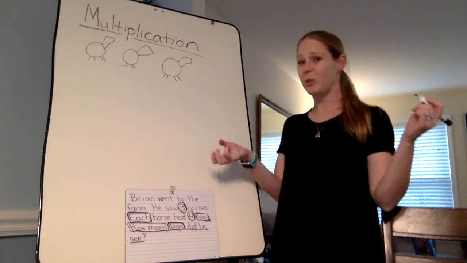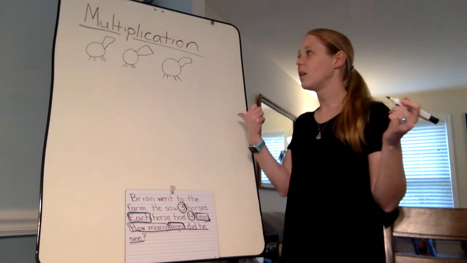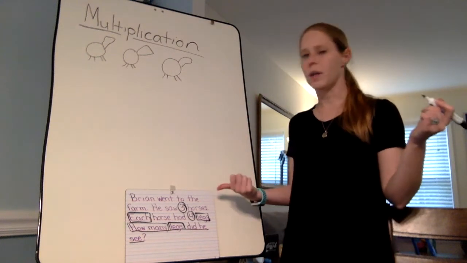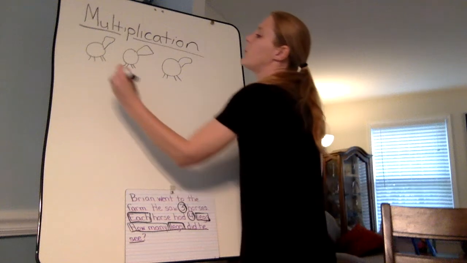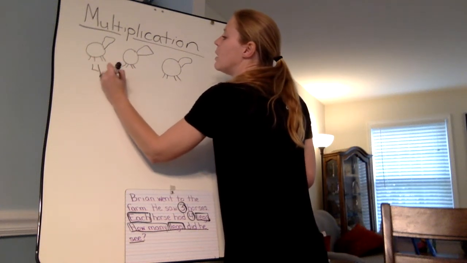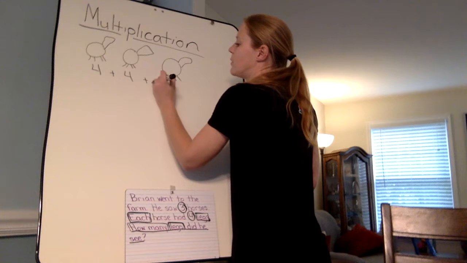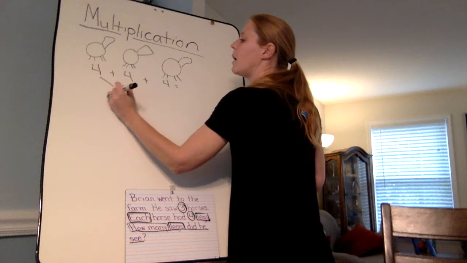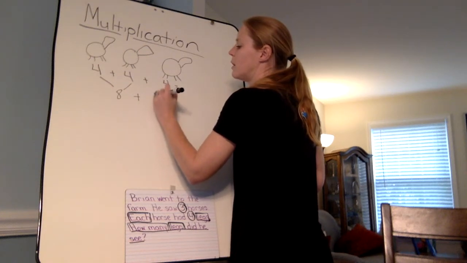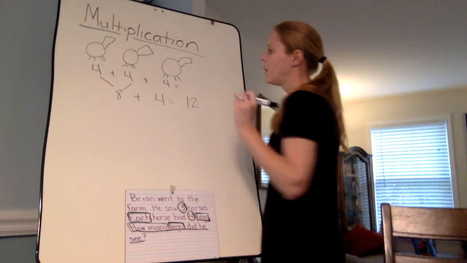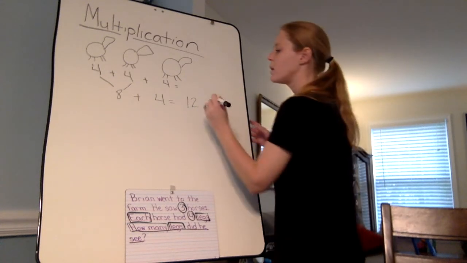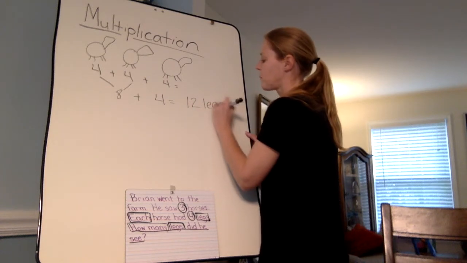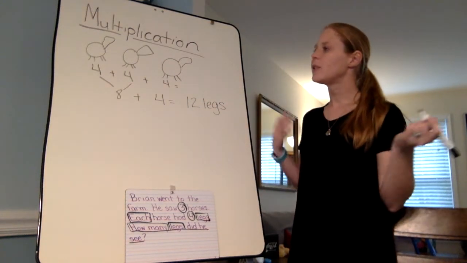Now one strategy I can use with the drawing of the picture is to use repeated addition to figure out exactly how many horse legs Brian saw when he went to the farm. So I'm going to label, this is 4 legs, plus 4 legs, plus 4 legs equals, well, 4 plus 4 is 8. 8 plus 4 is 12. So Brian saw 12 legs. And I'm always going to label it so I know what I'm talking about. All right? That's just one strategy.